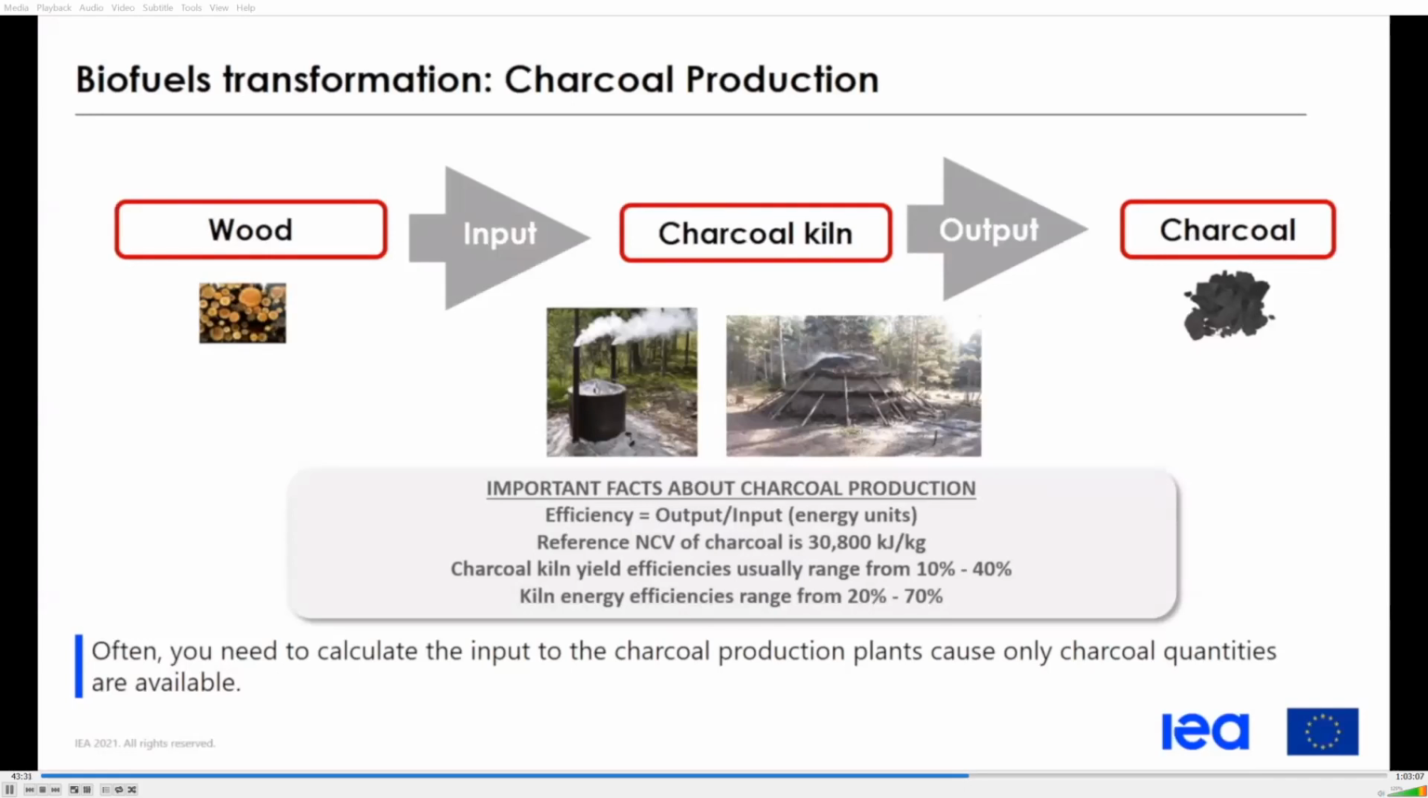Actually, in reality, we see efficiencies in our data set that go from 20 to 70%. And this is ongoing work to try to improve the data collection on those transformations so that we can have more sensible data in the end.